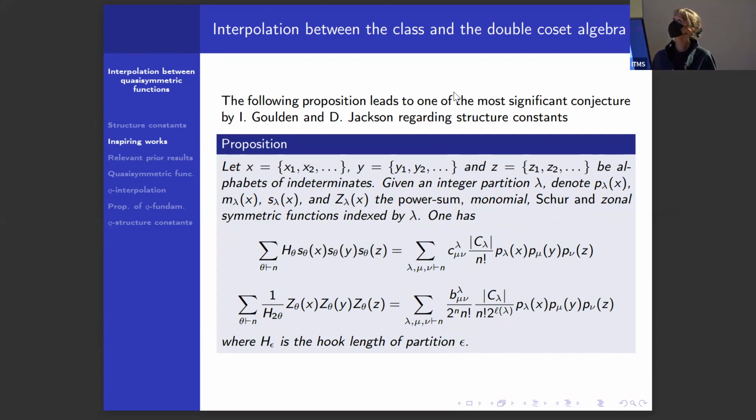The structure constants of the class algebra allow us to express the sum of products of Schur symmetric functions in the power sum basis. In that sense, the structure constants of the double coset algebra allow us to express the sums of products of three zonal symmetric functions also in power sums. We can see that these two formulas are indeed very similar, and getting a more general one seems a natural question here.